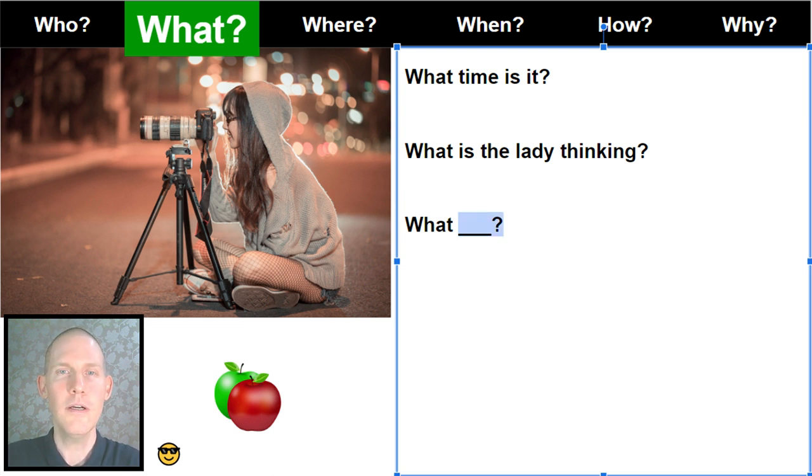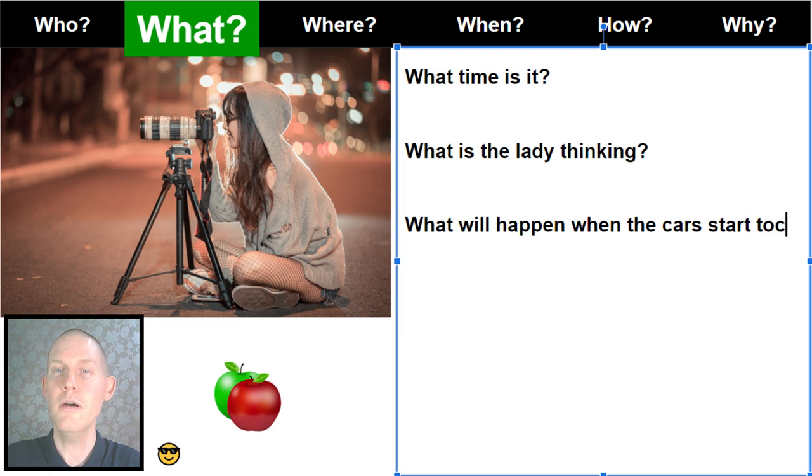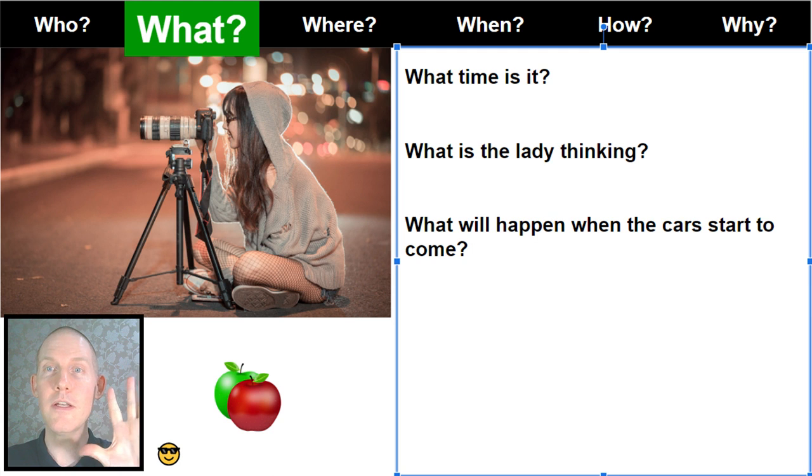What will happen when the cars start to come? Right? Maybe there's a light, a red light, and all the cars are stopped, right? But the red light's going to turn to green and the cars are going to start coming. So we would say, you know, what will happen when that happens? All right? If you guys have what questions, put them in the comments. All right, here we go.